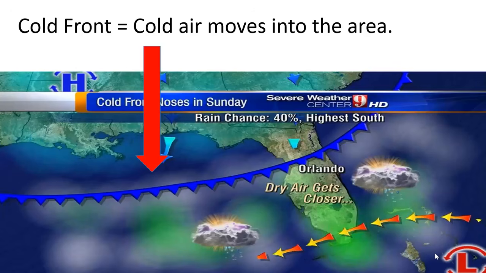The opposite of that is a cold front, and a cold front is shown by a blue line with blue triangles on it. Think of them as icicles hanging down from your roof during the winter months. A cold front is when cold air moves into the area. Please pause this video and write down the definition of cold front.